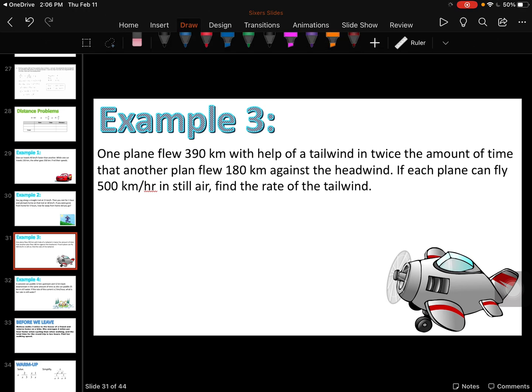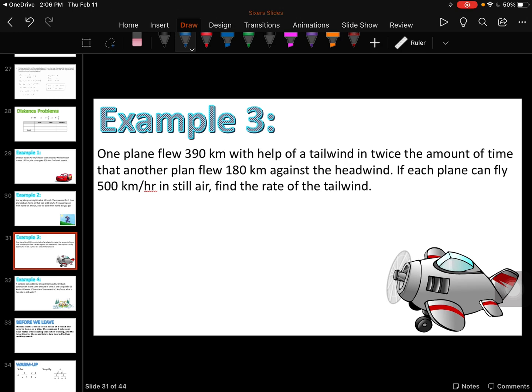So tailwind is when you have the wind blowing behind the plane, which is helping push it along. So when you have tailwind, it's going to increase the speed. The wind is helping out the plane. When you have headwind, that means you're flying against the wind. Picture if you're running and it's windy and the wind's smacking you in the face. The air is hitting you in the face, so it's going to slow you down.